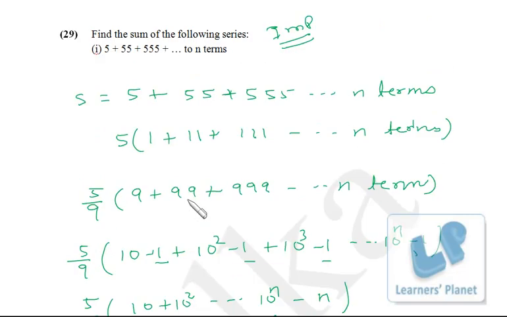But this is the way to solve this problem. If it is 9 over here, if it is 8 over here, if it is 7 over here, accordingly you need to take the number as common. I hope you are clear.